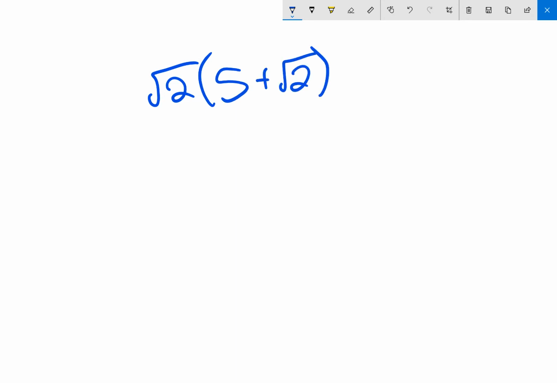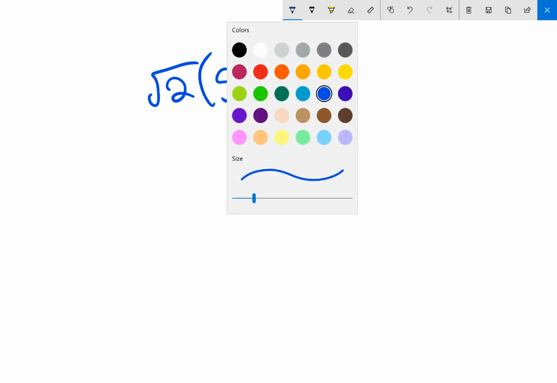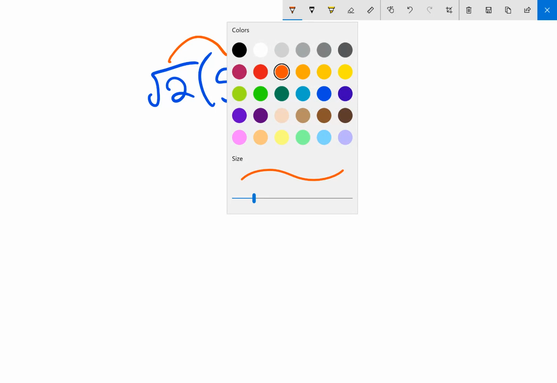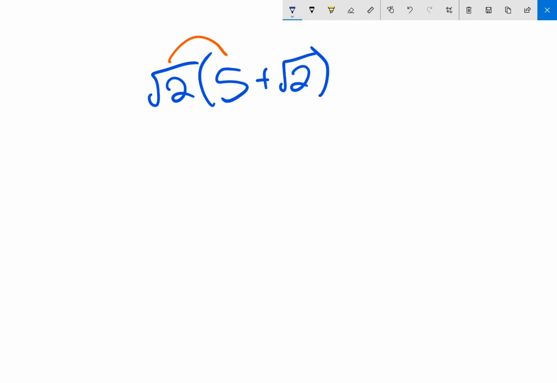Number 11, we have the square root of 2 times 5 plus the square root of 2. So keep in mind that we have to distribute here. We're going to distribute the square root of 2 times 5. So when I multiply the square root of 2 times 5, I just have 5 square root of 2. Because remember, 2 is inside the radical and 5 is not.